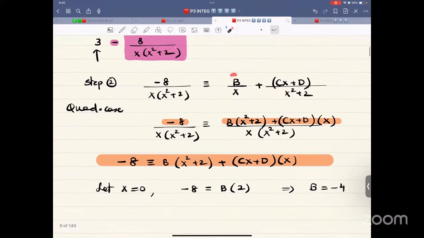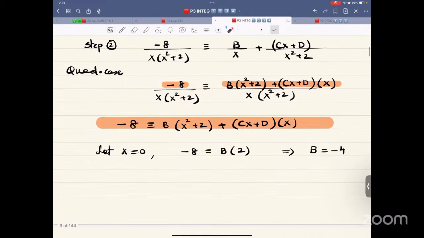Take LCM. This gets multiplied with this. This gets multiplied with this. And then there is a certain way of solving this quadratic thing. So first of all, choose a value that will get rid of both of these. So that value is 0. So you get b is equals to -4. Now it so happens that this is something like x minus 1. So we choose 1, we get rid of these things.